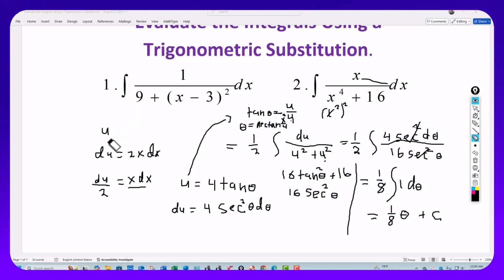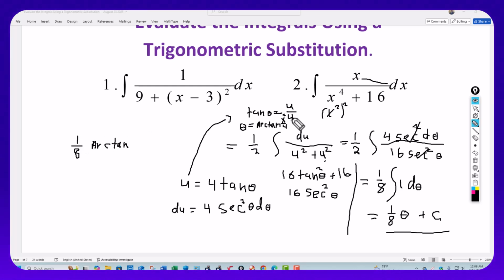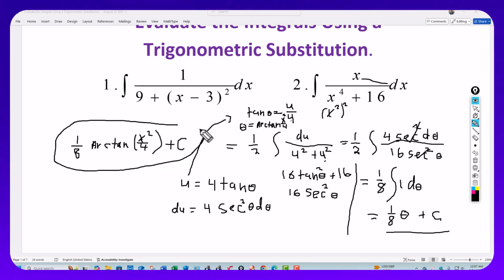So to finish it off, let me just go over here and wrap this up. This will be 1/8 times theta, and theta again is arctan of u over 4. Our substitution was u equals x squared to start off with, so this is arctan of x squared over 4, and then plus the constant of integration. So this is the answer for this problem using the trig substitution.